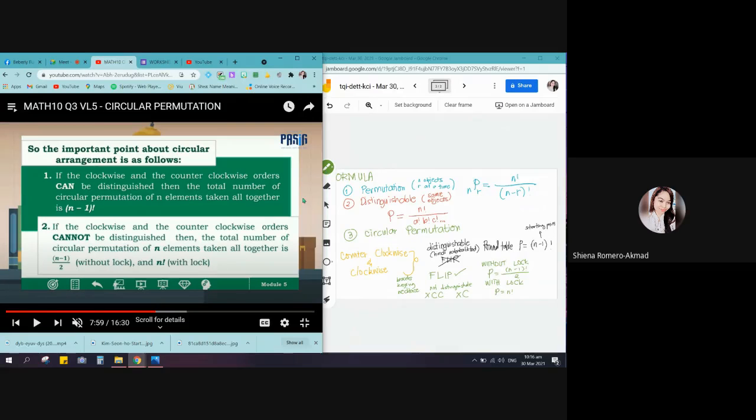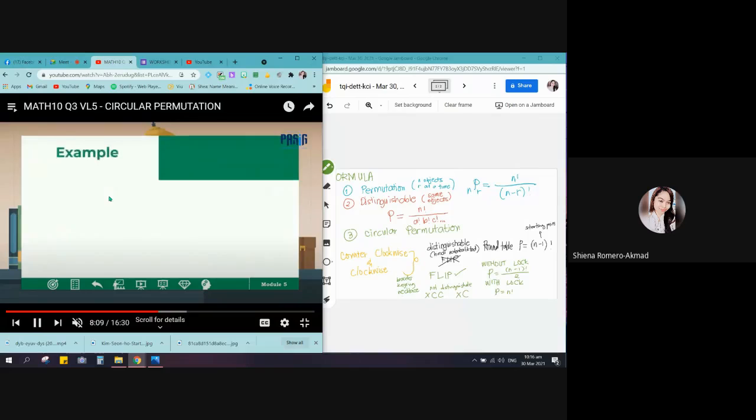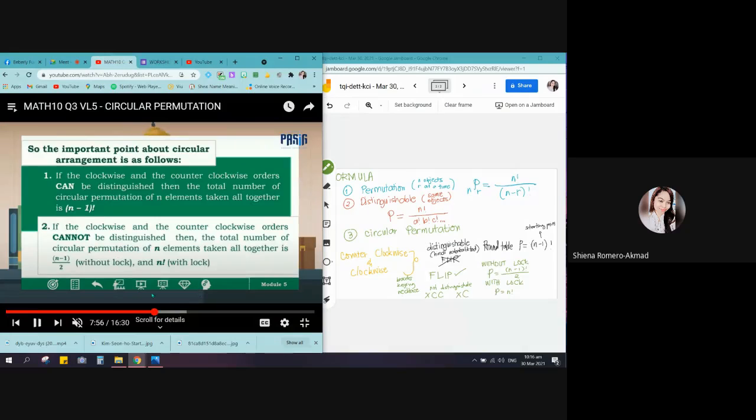So, tingin tayo dito. Ayan na, ito yung sinasabi ko, ina-explain ko kanina. Kapag circular permutation and you can distinguish the clockwise order and counterclockwise order, you will use n minus 1. Kapag hindi mo ma-distinguish, which is the clockwise order or counterclockwise order, n minus 1 factorial divided by 2. Kapag may lock, pag wala, that's n factorial only.